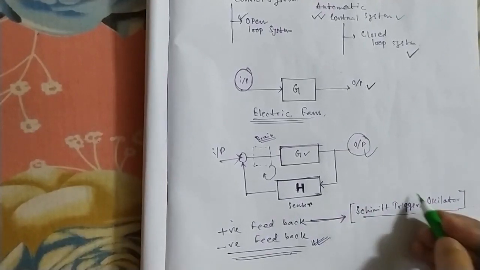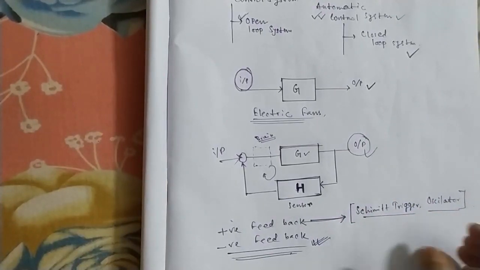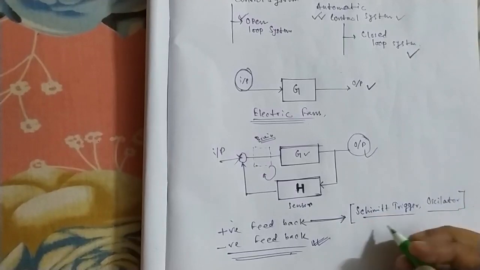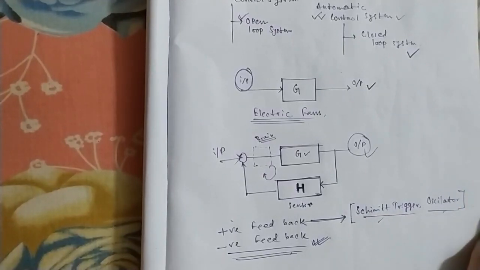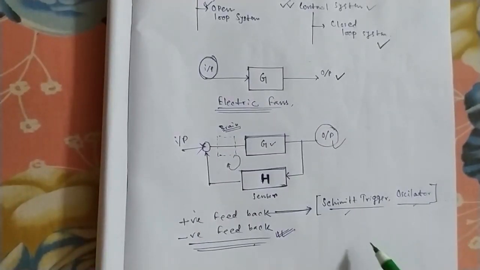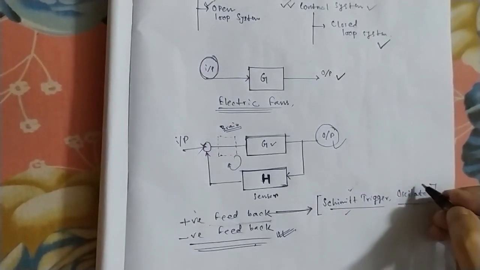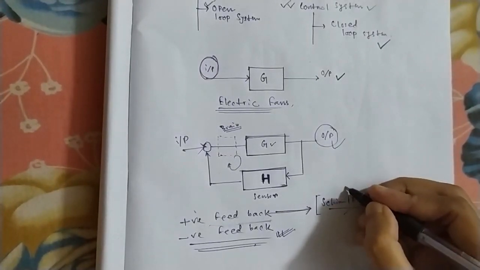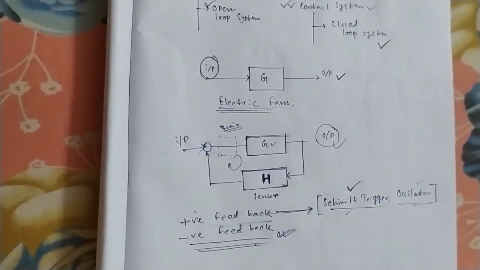I am not going any deeper into the Schmitt trigger and oscillator, because these are all analog topics. I am not here to teach you analog; I am here to teach you control systems. I am only saying that positive feedback is used in the case of the Schmitt trigger and oscillator. You take this as only an example.